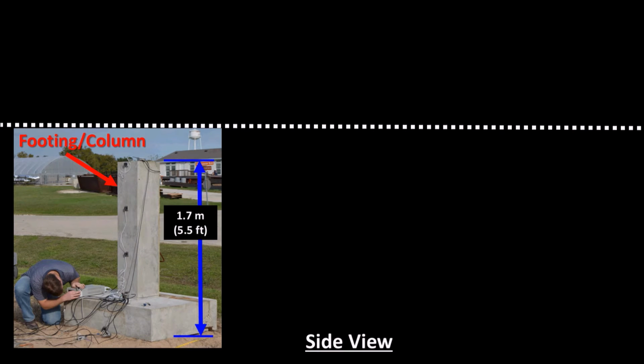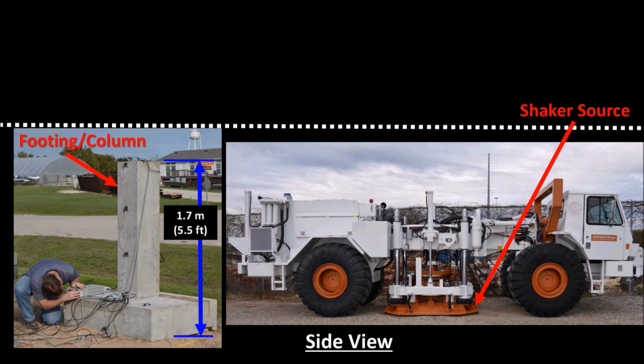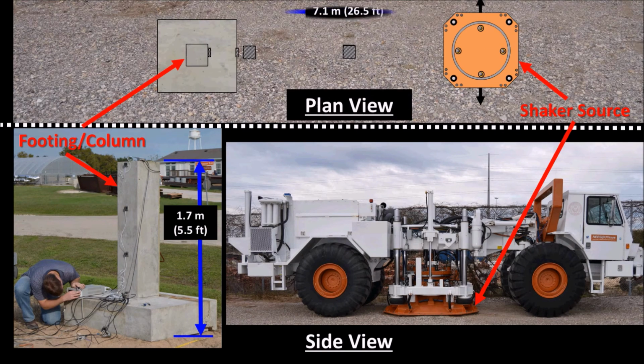Now let's conduct a field experiment. We have a 1.7 meter reinforced concrete structure. To excite the structure, we'll use our shaker truck T-Rex, capable of generating shearing ground motions from 8 to 80 Hz. In plan view, our shaker is spaced 7 meters from our structure.